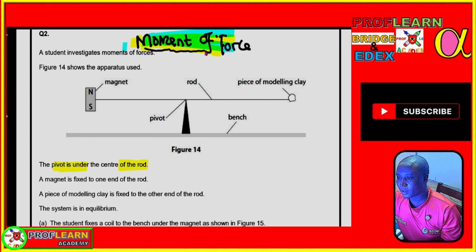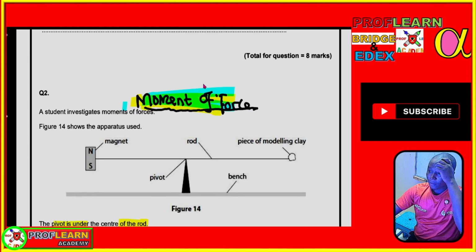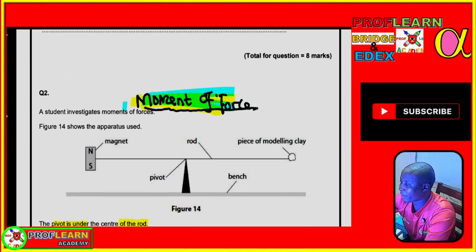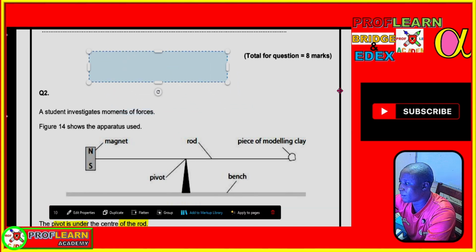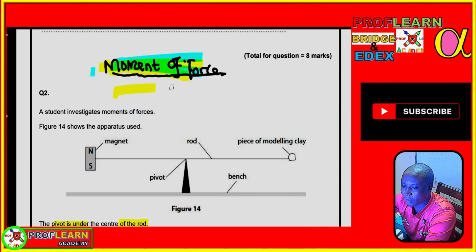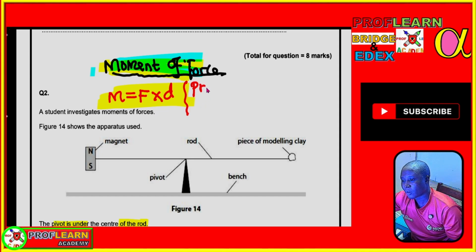So in this topic, you need to remember a few things. Number one thing that you have to remember for the topic of moment of force is the formula used to calculate moment. Even though sometimes this formula is provided, you really need to know that a moment is equal to force times perpendicular distance. And also you need to remember the principle of moments.